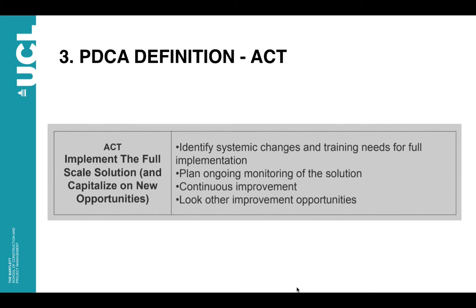And the last phase in the cycle is act, which is basically to implement the full-scale solution. To do that, we need to identify which are the systematic changes and the training needs in order to progress towards a full implementation. Also, we will have to implement some monitoring plans in order to check that the solution that we are implementing is working in the long term. In addition, as part of the continuous improvement, which is implicit in this cycle, we need to look at other further improvement opportunities.